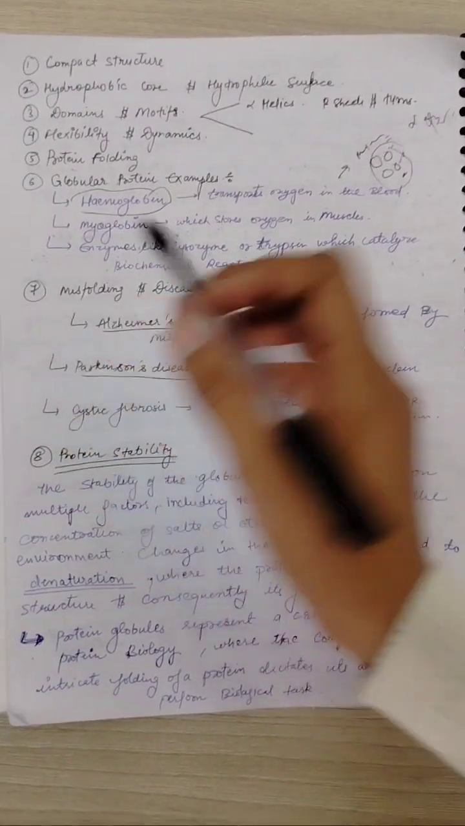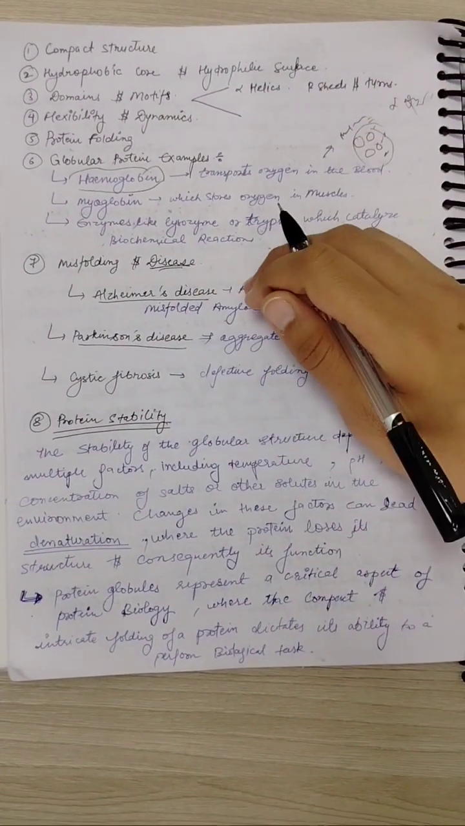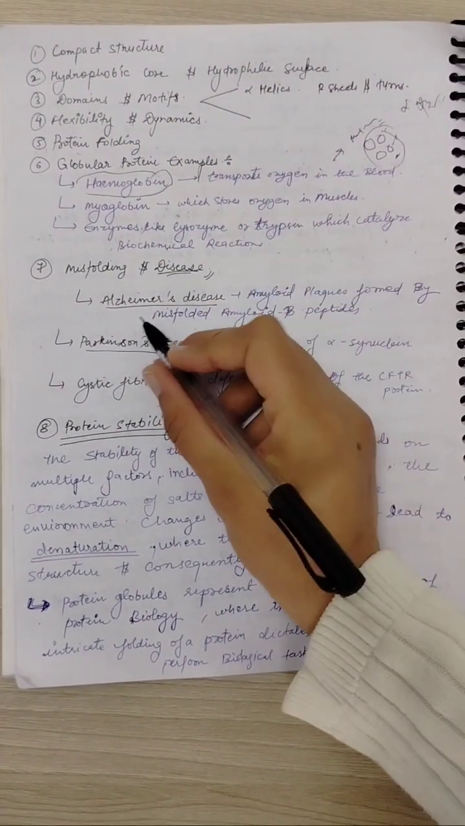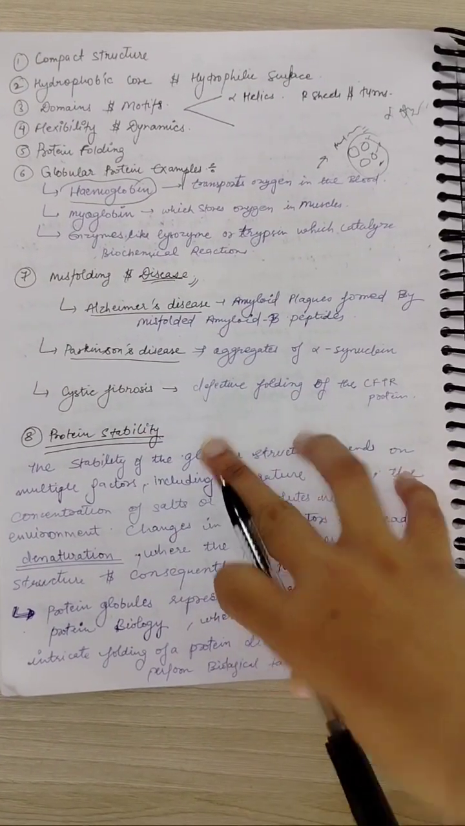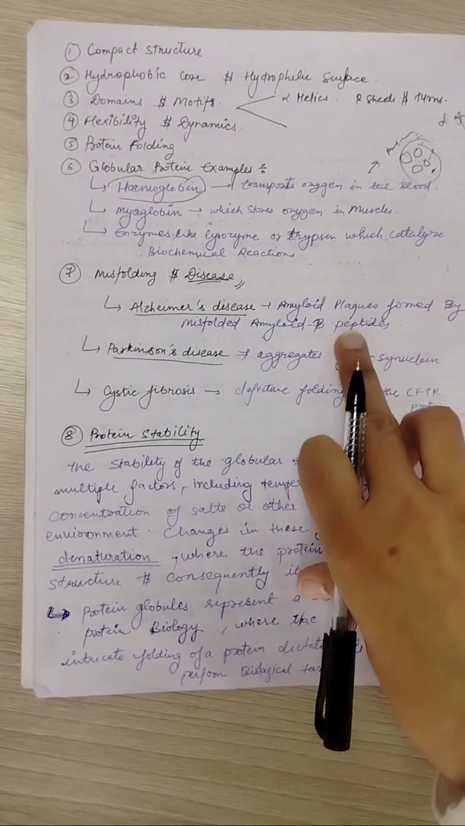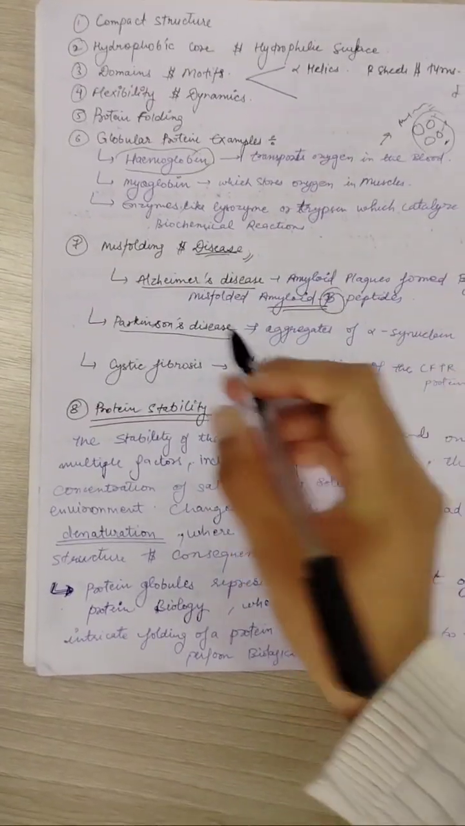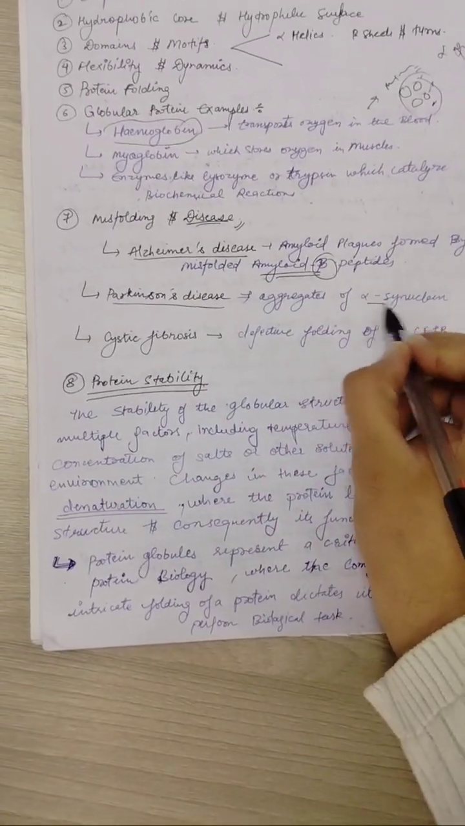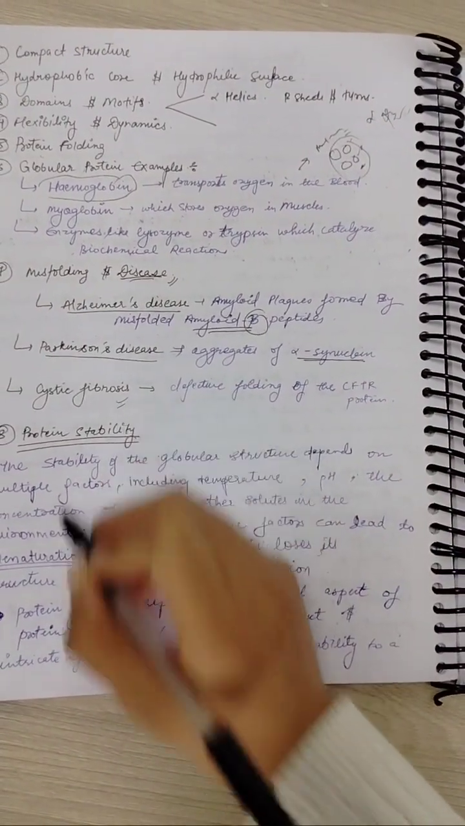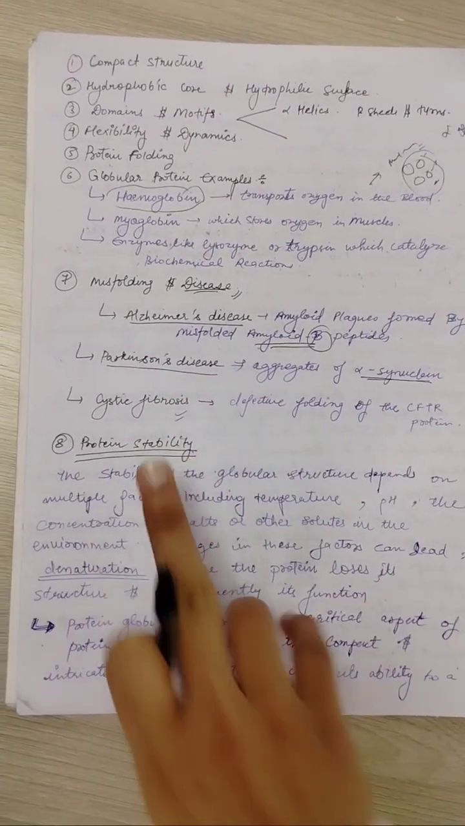Next we will see misfolding. Misfolding of protein is very dangerous for our health and causes diseases like Alzheimer's, Parkinson's, and cystic fibrosis. In Alzheimer's disease, amyloid plaque is formed in the brain by misfolding of beta peptides. Parkinson's disease is caused by alpha synuclein misfolding. Cystic fibrosis is caused by the defective CFTR protein.